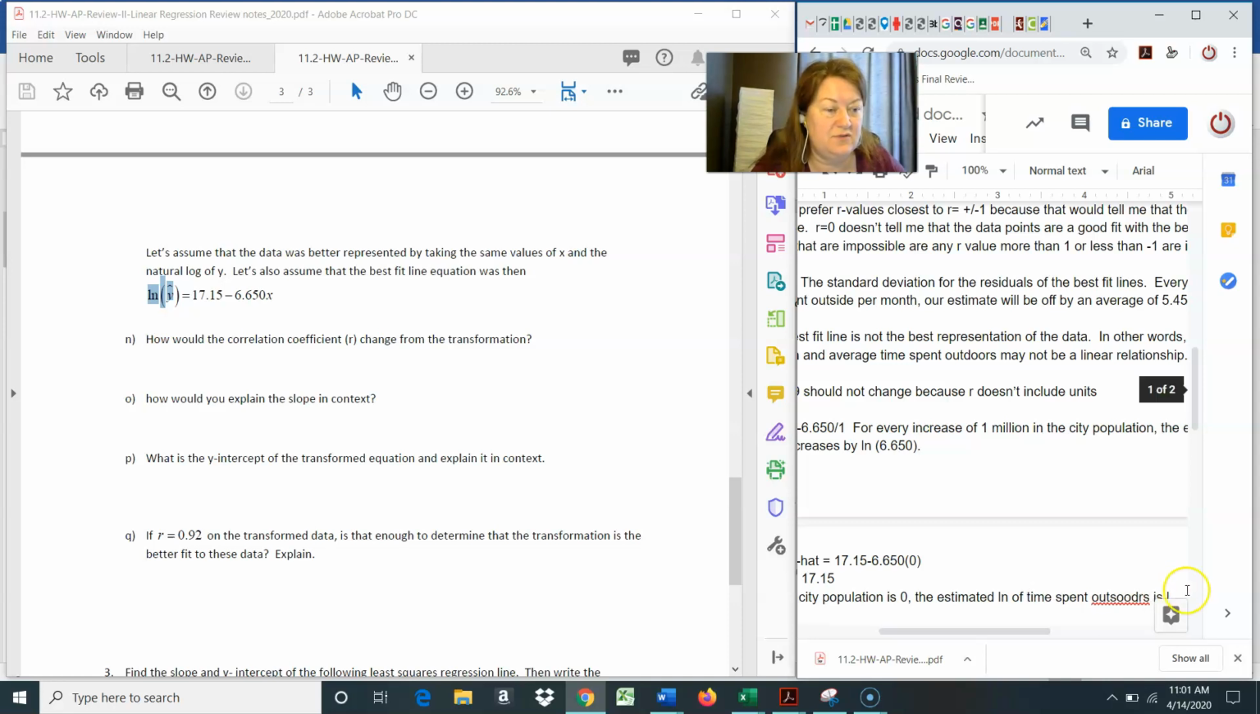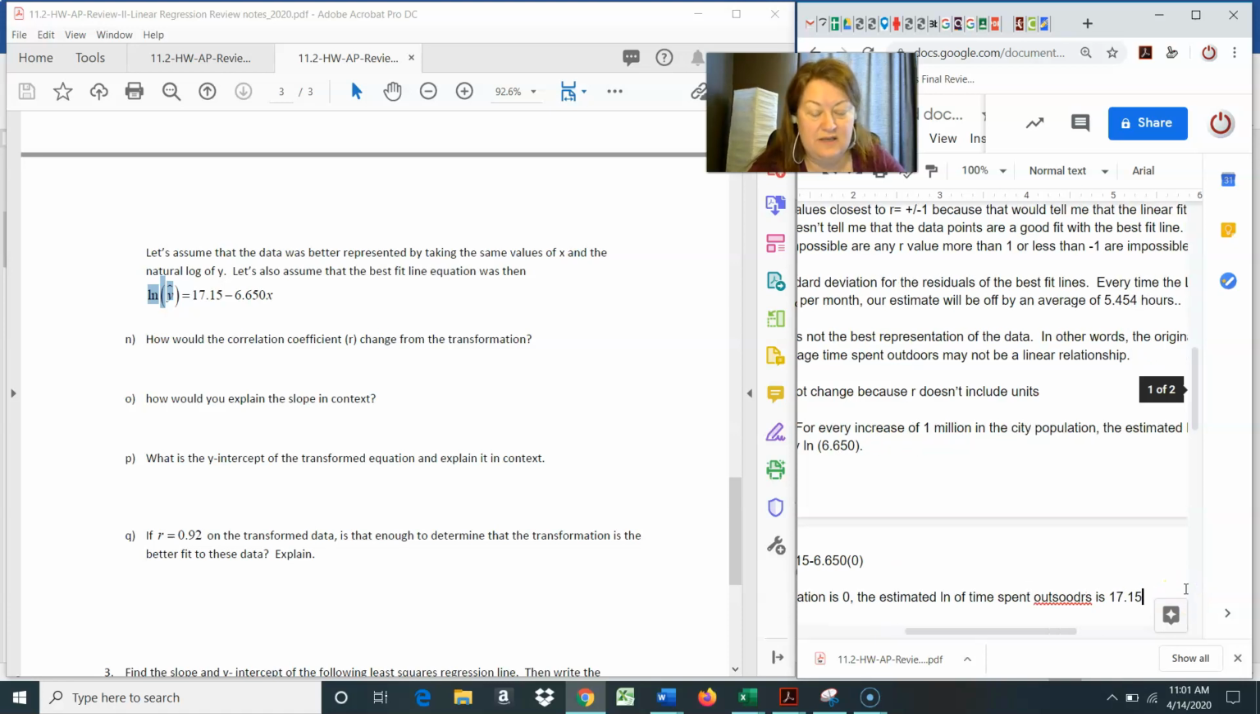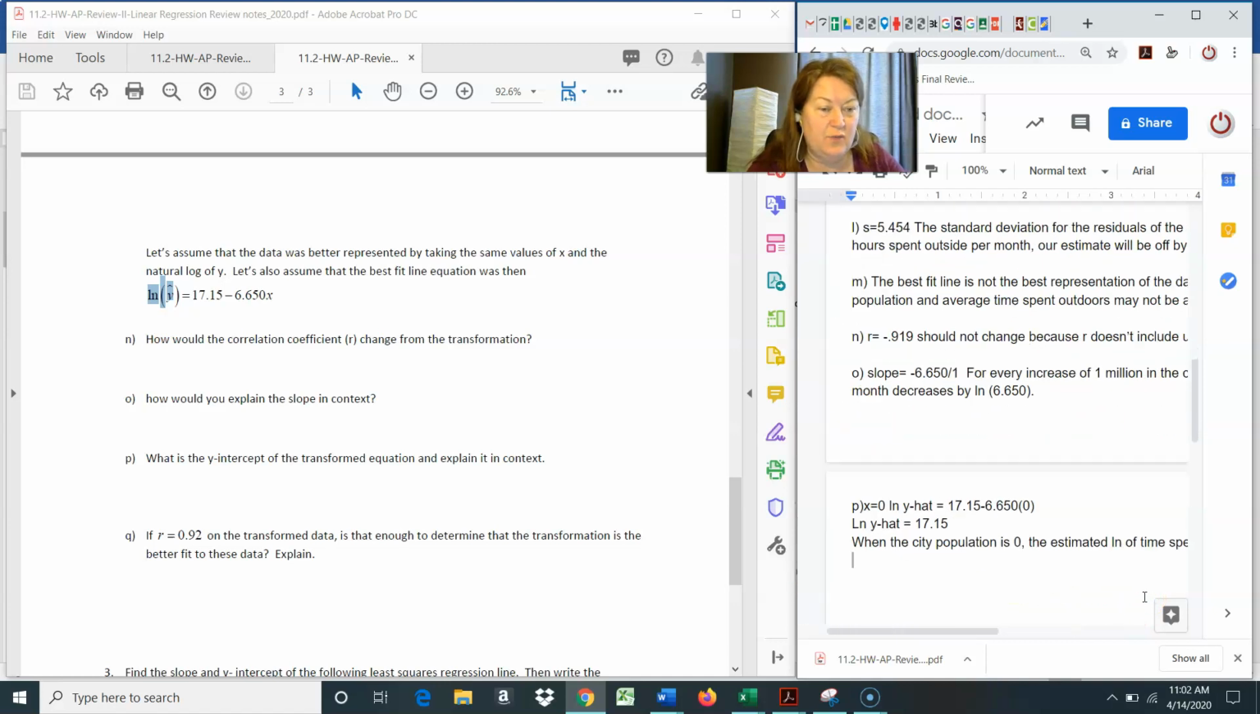Ln of time spent outdoors is 17.15. Okay, so now it's ln equals. Okay, and really that's all they're looking for. Now, I could be all mathy about this, and if we had all the time in the world, we would be. Here's basically the other way that you could say this: if I had ln of y hat equals, how do I get rid of an ln?